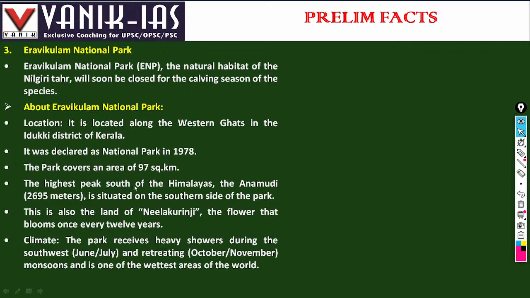The highest peak south of the Himalayas, Anamudi, is situated on the southern side of the park. This is also the land of the Neelakurinji, the flower that blooms once every 12 years. Climate: the park receives heavy rain during the southwest monsoon and the retreating monsoon, in June, July, and in October, November, and is also one of the wettest areas in the world.